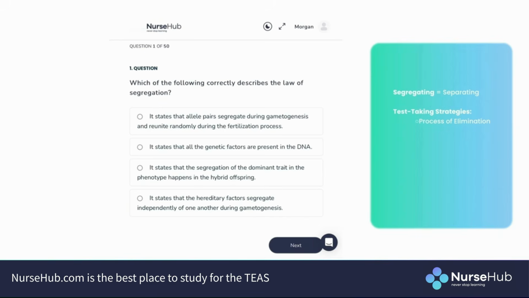So what this question is asking us is to correctly describe, and we're looking specifically for the law of segregation, okay? From my studying, I know this is one of the things that you're just going to have to commit to memory. This is not something that test-taking strategies are going to help with, but there are a couple things we can look for, right? It's asking us to describe a law of segregation. Segregating means separating. And one of the answer choices here doesn't really discuss separating anything.